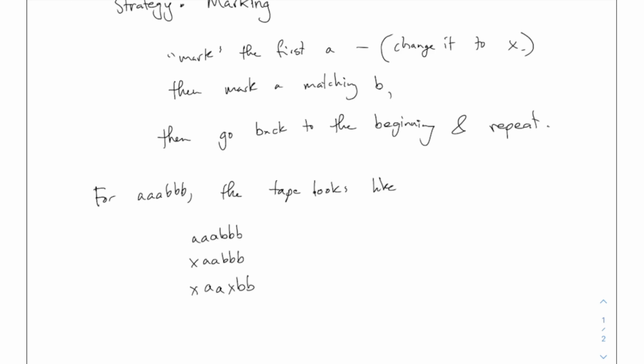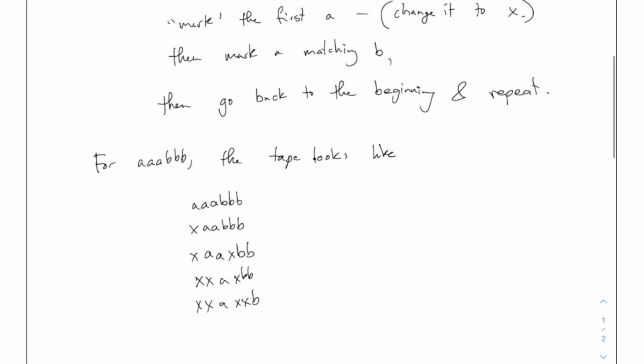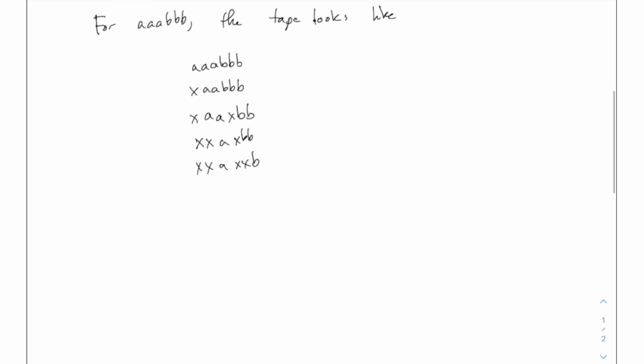So the tape will next look like this after you make the next change. And then you go back to the beginning, mark off the first A that you see. So next it will say XXABB. And then you go back to the right and mark off the next B, XXAXXB. This is the strategy. And then you go back to the left, mark off the first A again, XXXXXB.